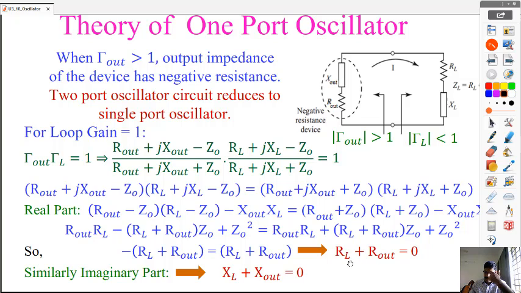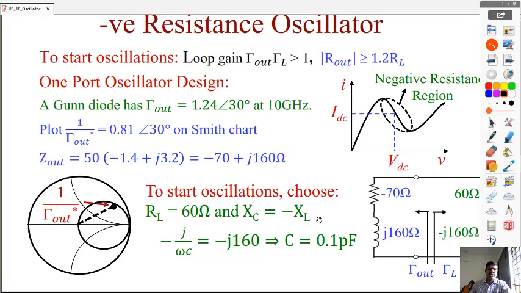Here it is written for the load resistance RL plus R out equals 0. And another condition to be satisfied is XL plus X out equals 0, or RL plus R in equals 0. Similarly, XL plus X in equals 0. So these conditions have to be satisfied to make the negative resistance device oscillate.